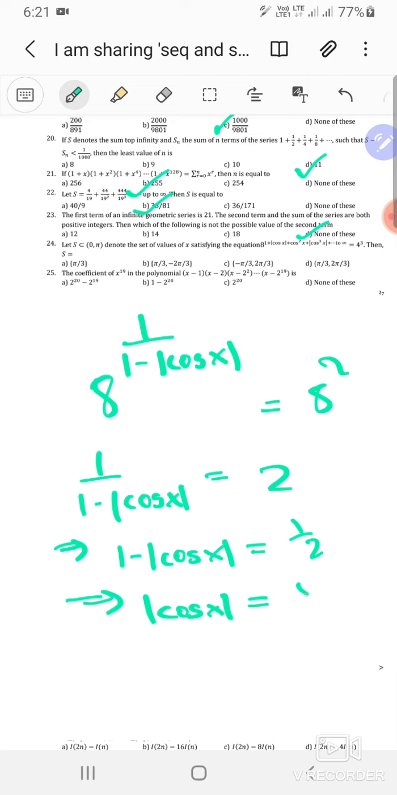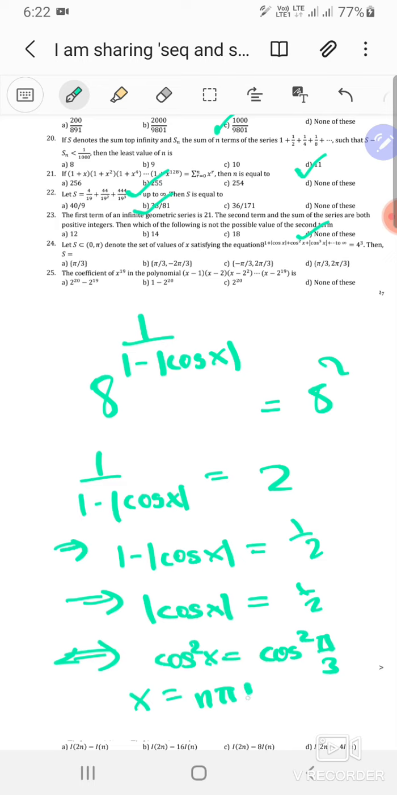Okay, cool. Which is basically the same as saying cosine squared x is equal to half squared, which is just like cosine squared of pi by 3. Fine, so that gives me x is equal to n pi plus or minus pi by 3, right? And S is from 0 to pi, and it denotes the set of values of x satisfying the equation, right? So what values of x satisfying the equation are in 0 to pi?